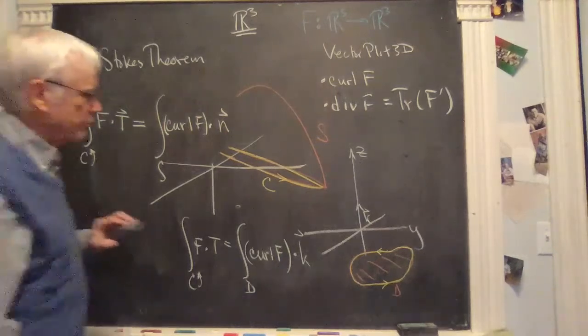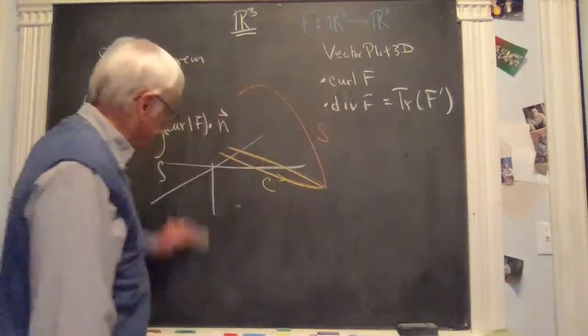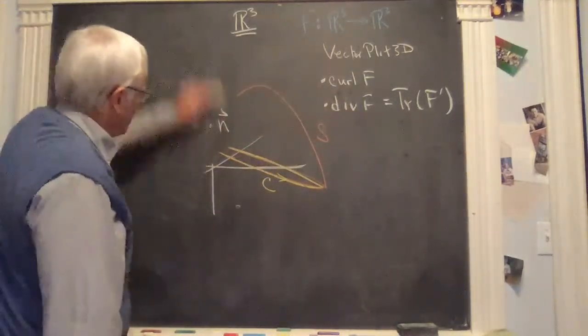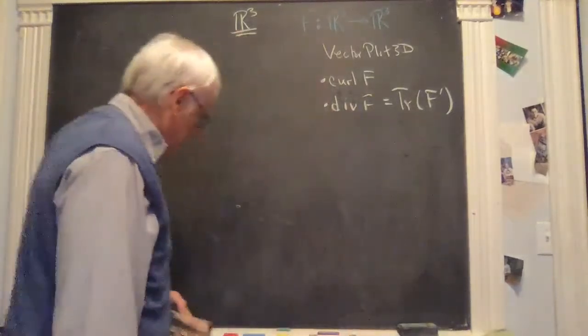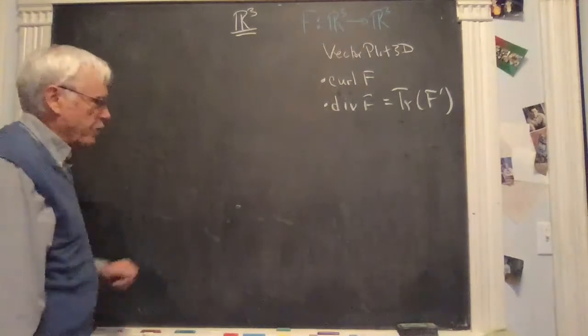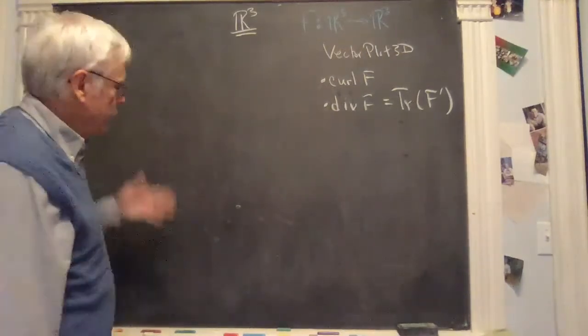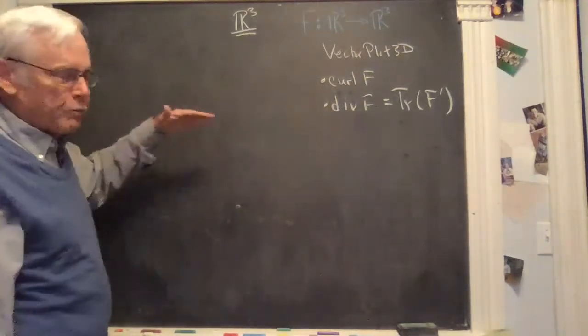So let's erase this and look at the second one. Stokes' theorem is a generalization to three dimensions, but it kind of ends there. There are Stokes-type theorems in higher dimensions, but they are different in some substantial ways. So this is kind of a climax theorem.